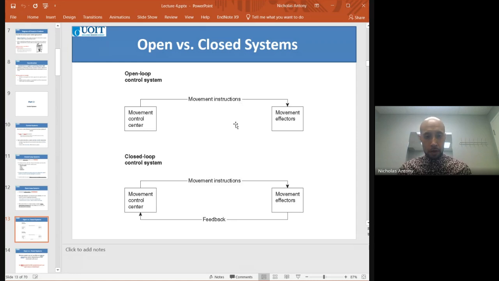On the slide, you can see at the bottom, this would be an example of a closed loop system. So in this system, we're doing something that requires feedback, something that is highly accurate. See how we have our brain sending movement instructions. The movement effectors would be the muscles or the body. And then the feedback from our sensory processes is sent back up to the brain and then modifies the instructions. So it's a closed loop system.